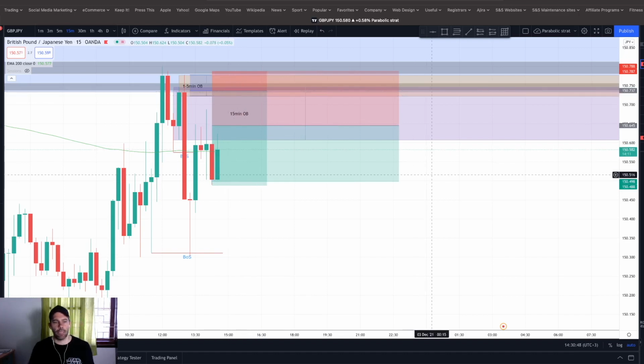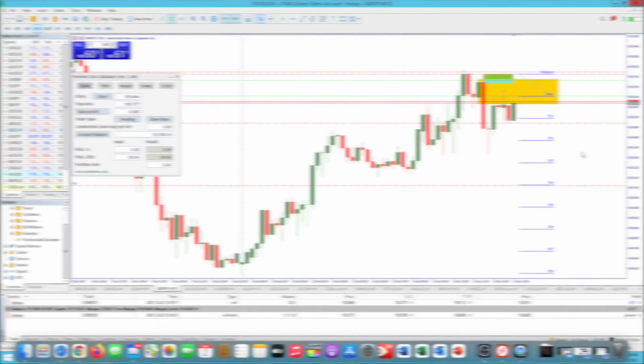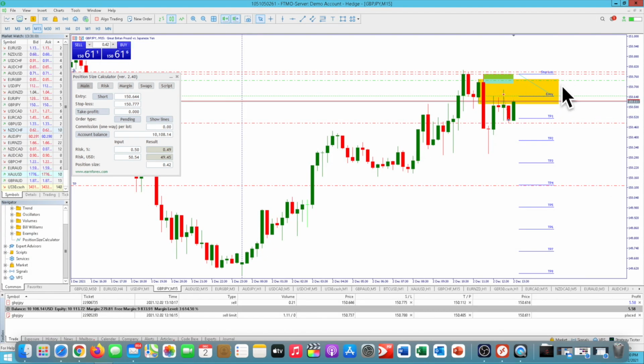So let me take you over to the other window quickly. There we go. So on this one, you can see that the yellow is the 15-minute OB. We were triggered in over there. It came back down. We got our 1 to 1. So this is now a risk-free trade. So I'll update you guys as soon as this either hits stop or hits the take profit.